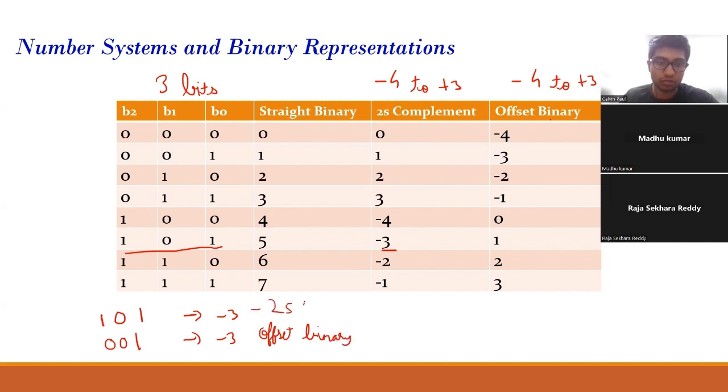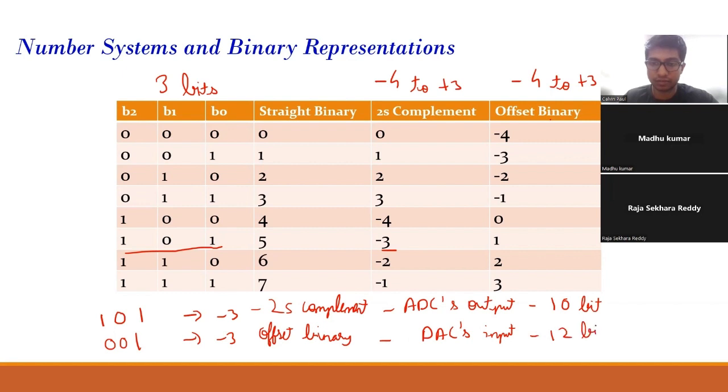We need 2s complement because our ADC's output is in the 2s complement form. And we require offset binary because the DAC's input has to be given in the form of offset binary. Our ADC is a 10-bit ADC and our DAC is a 12-bit DAC.